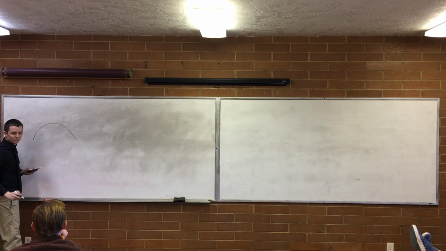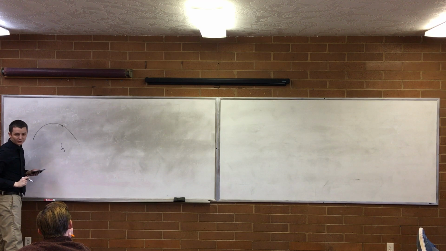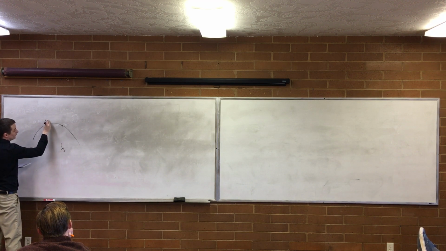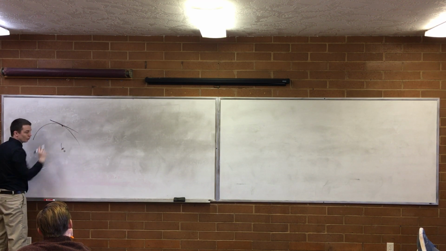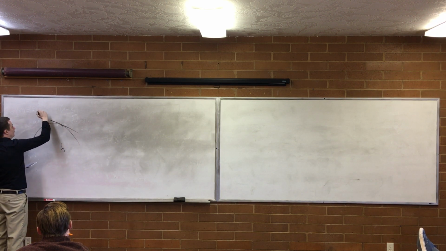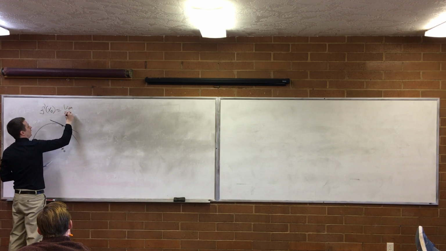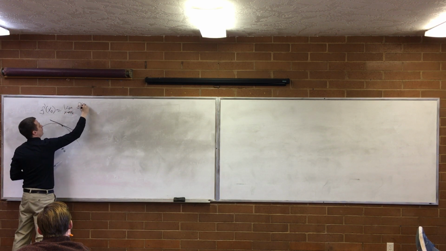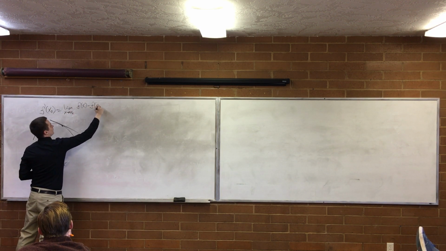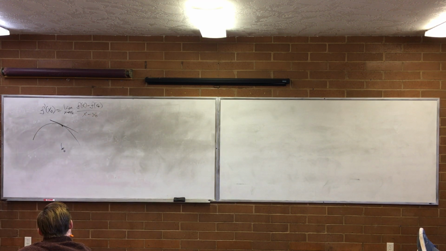Pick a point, x naught. There's f of x naught. There's a tangent line to this curve that goes through that. What's the slope of that tangent line? Here's what we're going to find out. So the slope at x naught, we use a prime, is equal to the limit as x goes to x naught of f of x minus f of x naught over x minus x naught. It's going to be a definition.